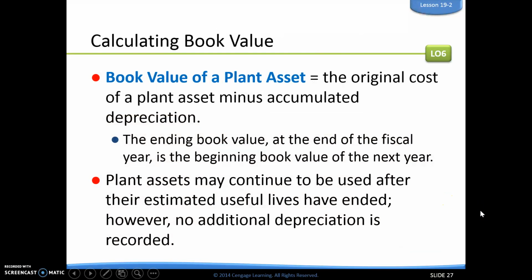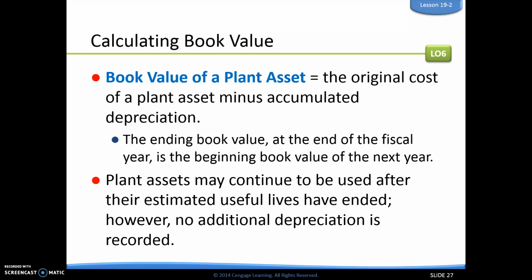And then the last thing that we need to talk about is book value. So book value of a plant asset is simply the original cost of a plant asset minus its accumulated depreciation. And we want to make sure that we know that because knowing the book value of our assets is very important. And I would think that this would be self-explanatory, but in case it's not, just remember that the ending book value at the end of a fiscal year turns into the beginning book value of the next year. And you can kind of see that on that previous slide where we had the accumulated depreciation report.